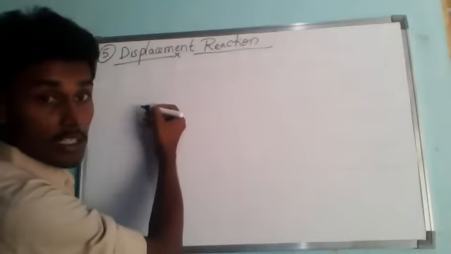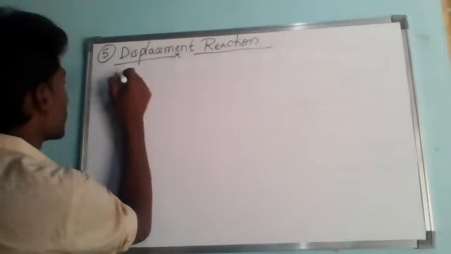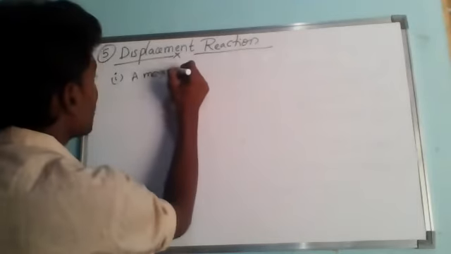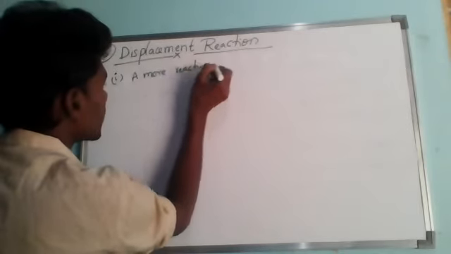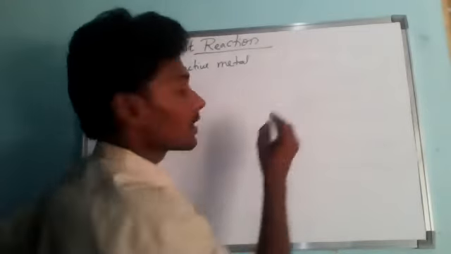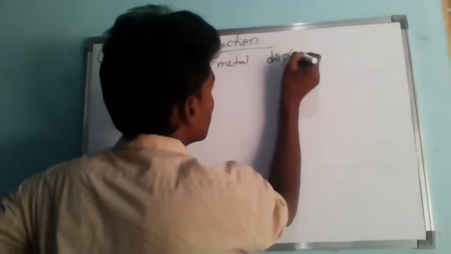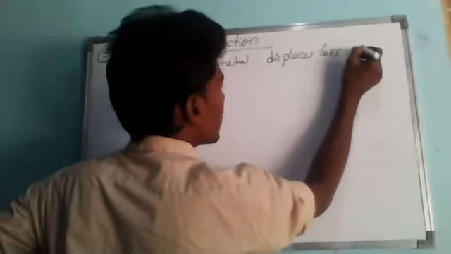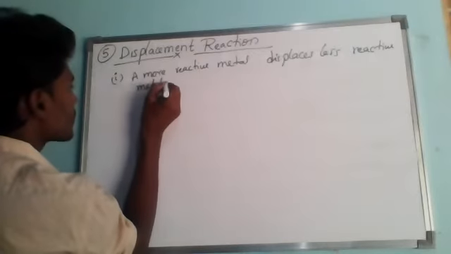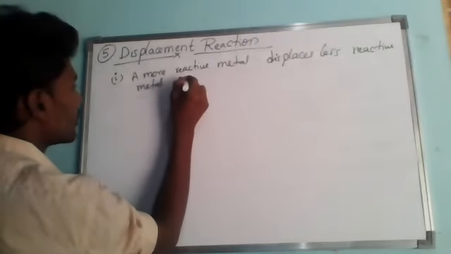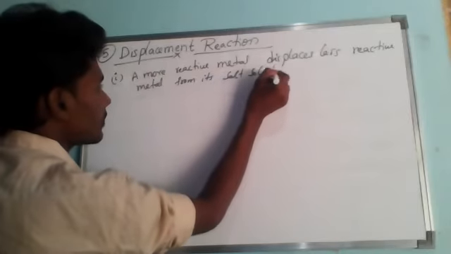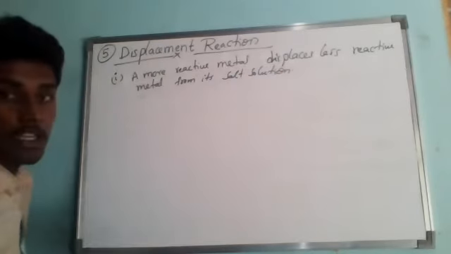So displacement reaction means, understanding, let me take the first one, a more reactive metal. If I say an example, you can understand. A more reactive metal displaces a less reactive metal from its salt solution is called a displacement reaction.